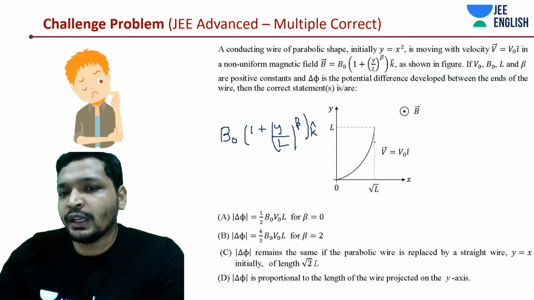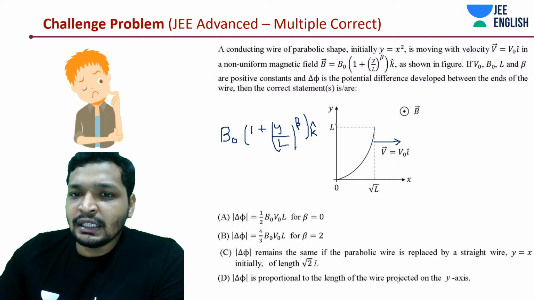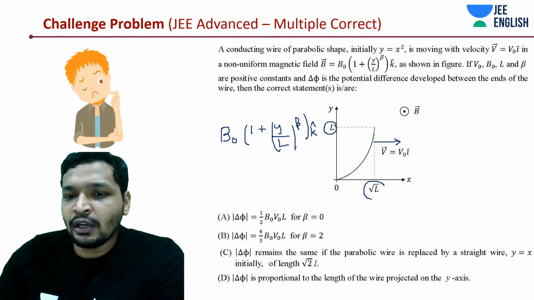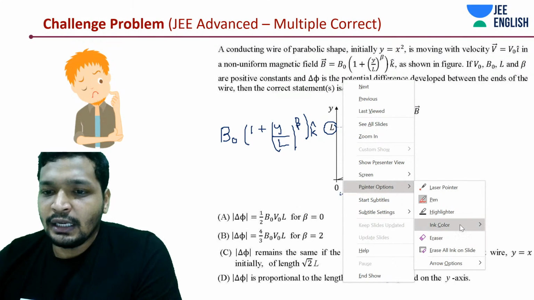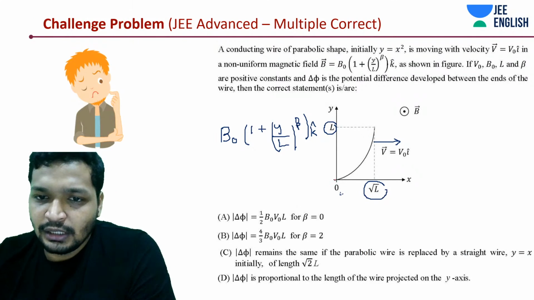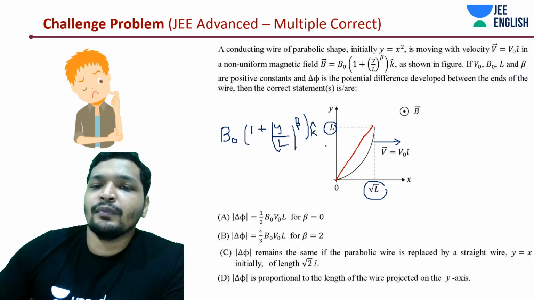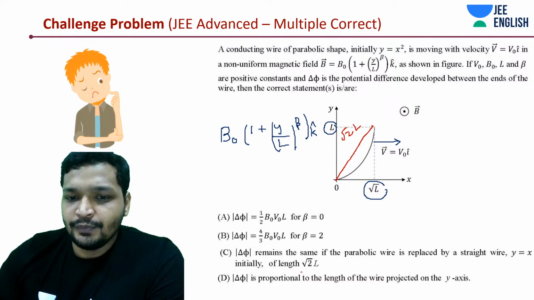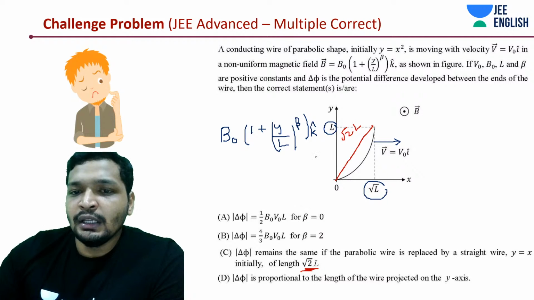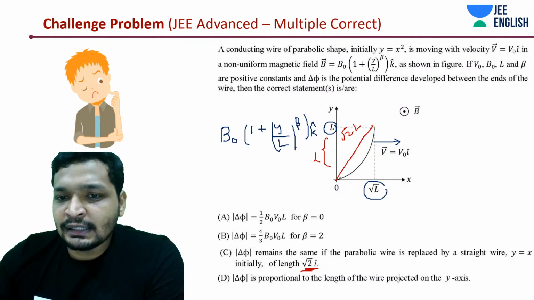The wire is moving like this. Now they are saying that this wire, which has a length of L along the y-axis and root L along the x-axis, is replaced by, let's take a different color, some wire like this, and this has a length of root 2L. It's L along the y-axis and L along the x-axis.